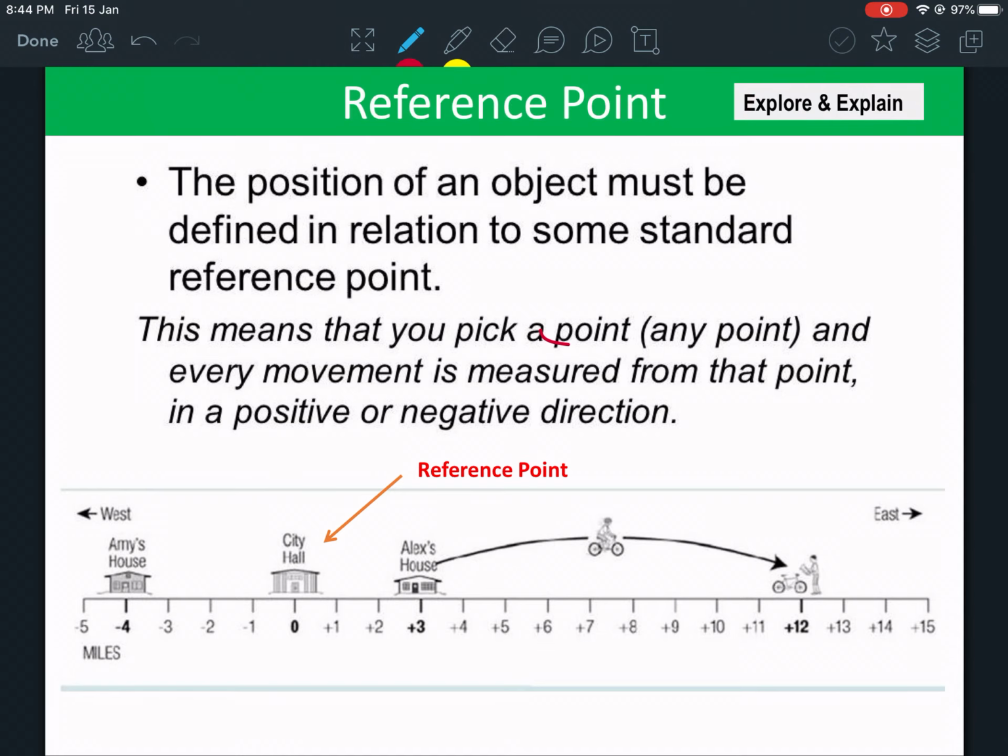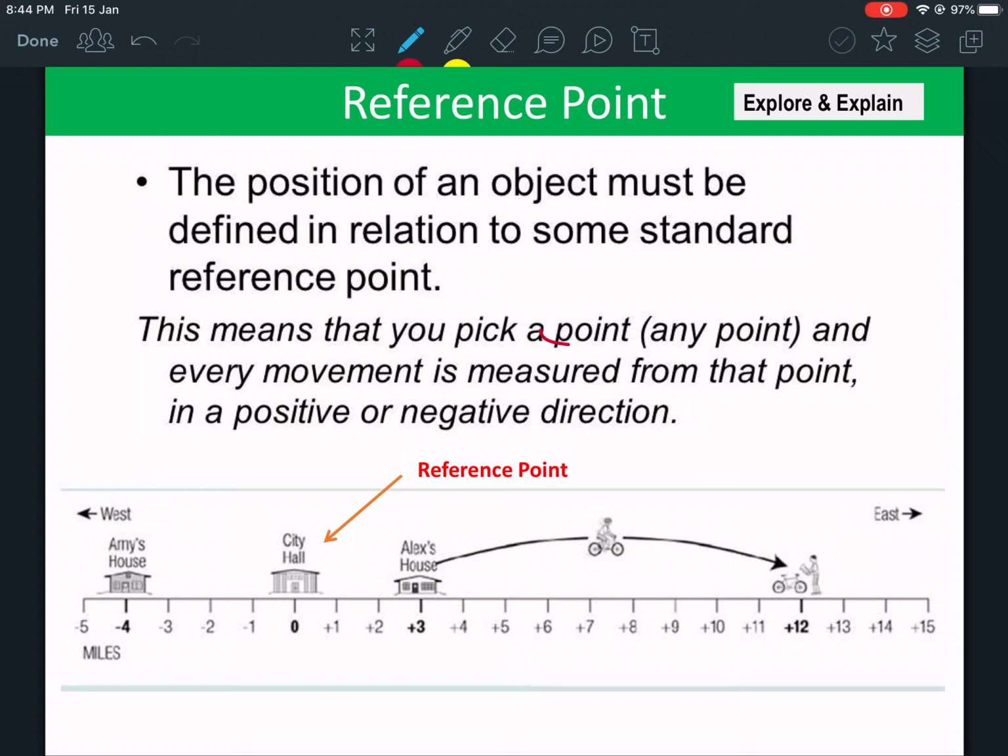The position of an object must be defined in relation to some standard reference point. A reference point needs to be something that doesn't move. Okay, like for example, let's say we're sitting in a classroom. The reference point can be the door of the classroom, because the door doesn't move. The desks can move around. The desks cannot be a reference point.